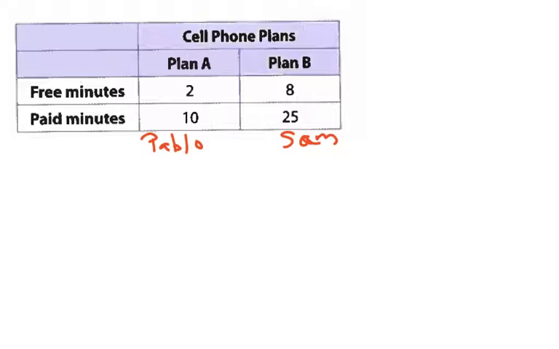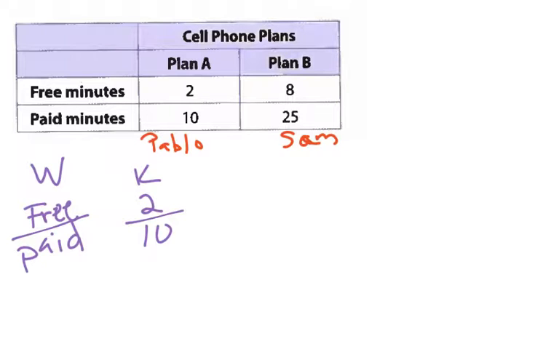So I have Pablo here under plan A. My words for Pablo, I'm going to turn him purple, are going to be free to paid. What do I know about his plan? He gets 2 free minutes for every 10 he pays for. And I just told you that your ratio should be in simplest form. So I'm going to go ahead and simplify that. I'll put a U there and I'll simplify by 2 over 2. And we're going to get 1/5. Okay, so for every 5 he pays for, he gets 1 for free.